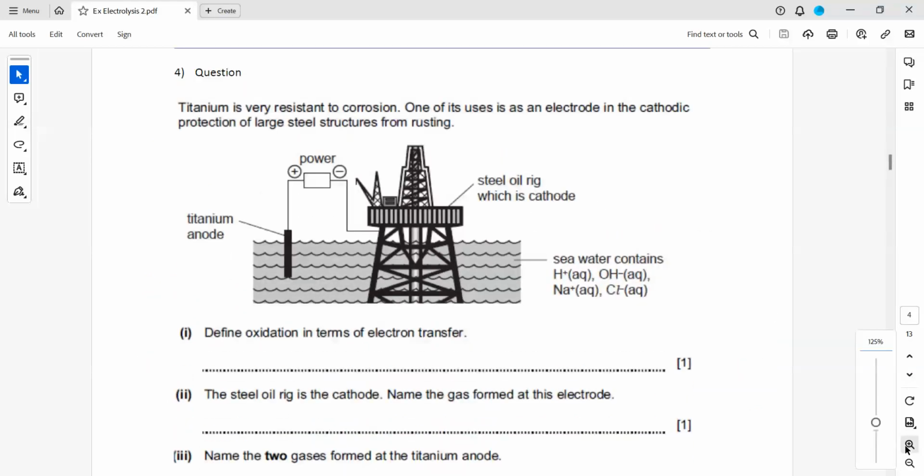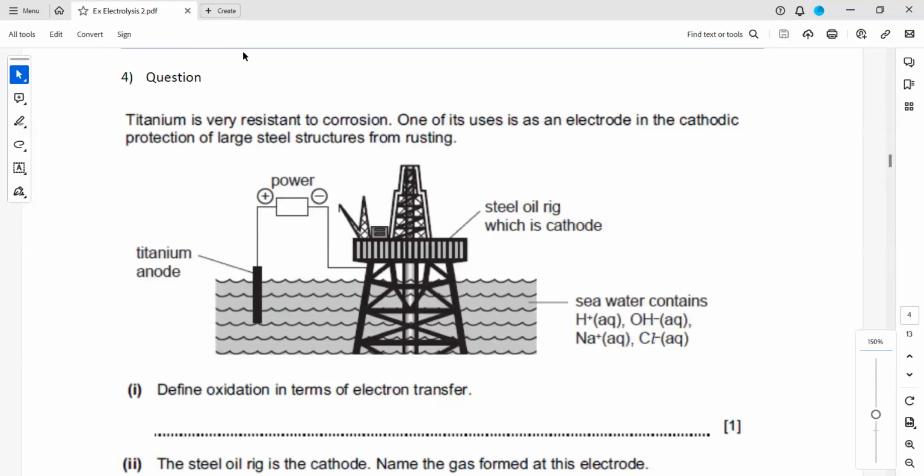Okay, this question is related to an oil rig. As you can see, titanium is very resistant to corrosion, and one of its uses is as an electrode in cathodic protection of large steel structures from rusting. You can see a battery is there. If a question says draw an arrow to show the movement of electrons: from the negative terminal, electrons will move out. So the majority of the electrons will be on this structure, and towards the positive terminal the electrons are attracted. This will be the movement of electrons.